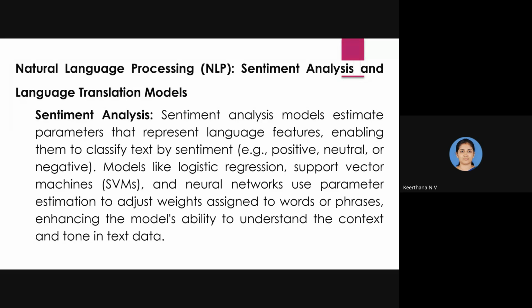Models like SVM, logistic regression, NN, DNN, and CNN use parameter estimation to adjust the weights assigned to words or phrases. A beautiful example is ChatGPT, Google Gemini, or GitHub's AI, which use these parameter estimations. Based on the customer's questions, it will give you the appropriate answers based on user satisfaction.